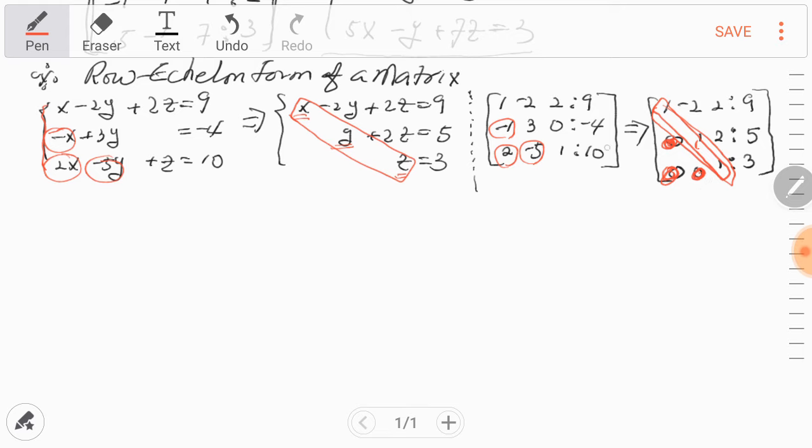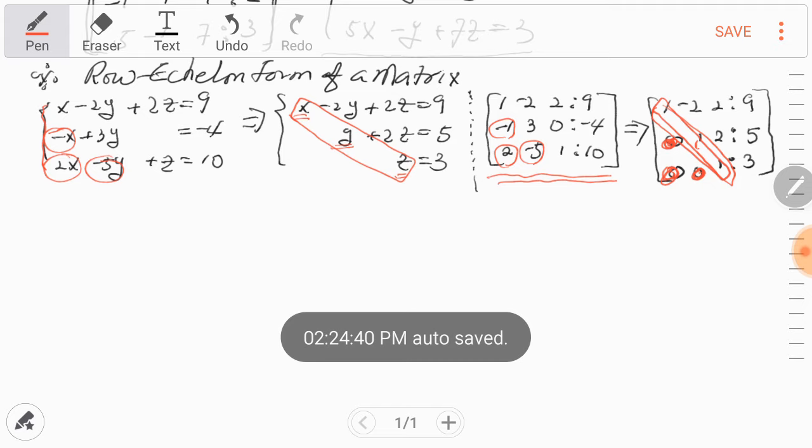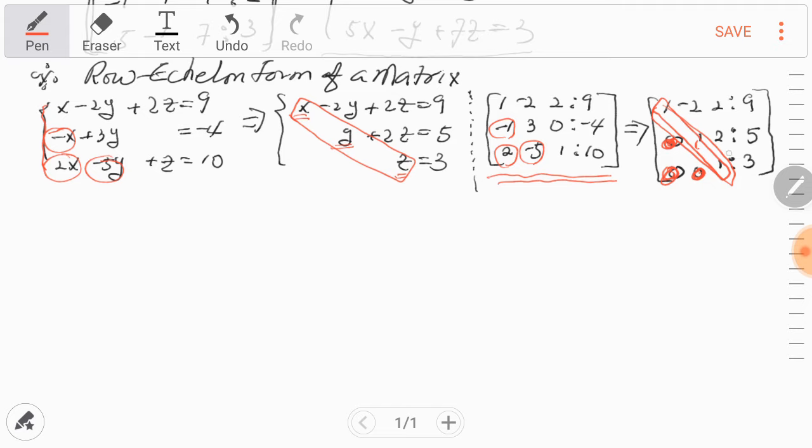So rewriting the original matrix into this matrix is called row echelon form. Then how do you make the row echelon form of this matrix? The method is exactly the same as solving the system of equations. So let's use these examples to find the solution. I will use both the system of equations and the matrix.